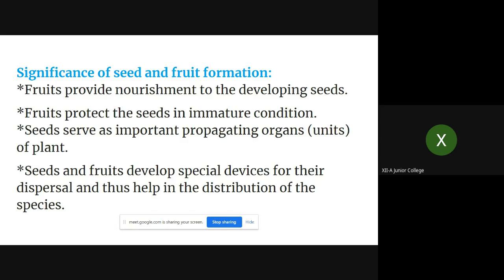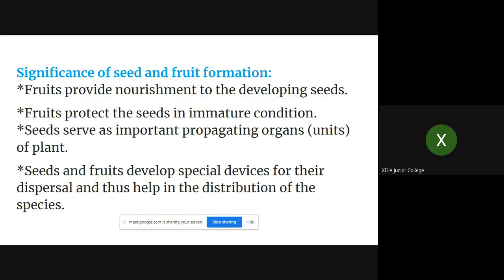So seeds serve as propagating organs of the plant. That means only the seed has the ability to give rise to a new plant. So that's why these seeds are very important, and they are protected by the fruits, meaning its cover. And seeds and fruits develop special devices for dispersal and help in the distribution of species. Fruits are carried in different ways, by different devices, and that's why dispersal plays a very important role in the distribution of different types of species.